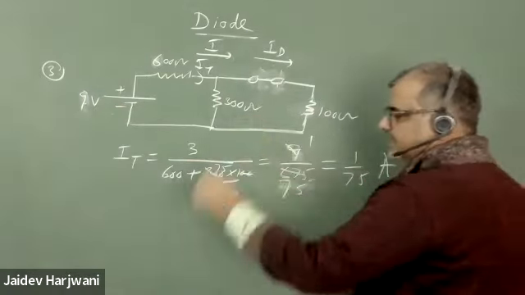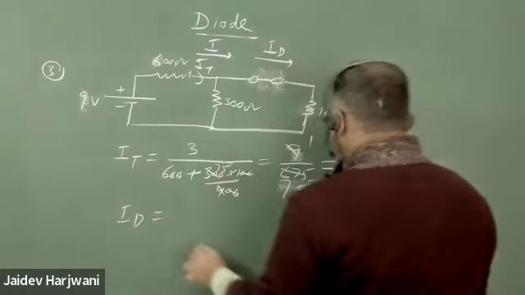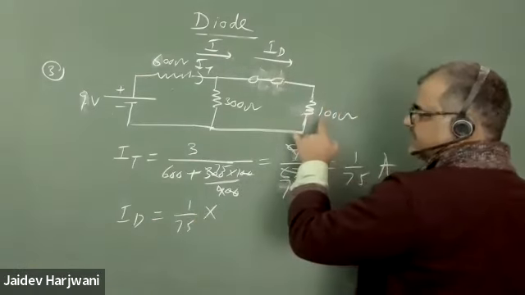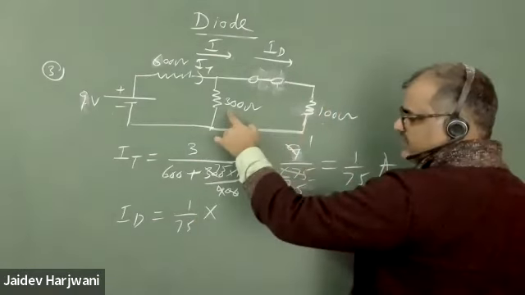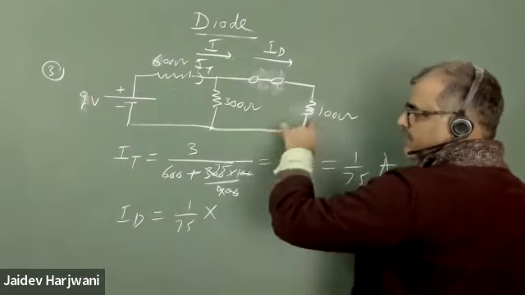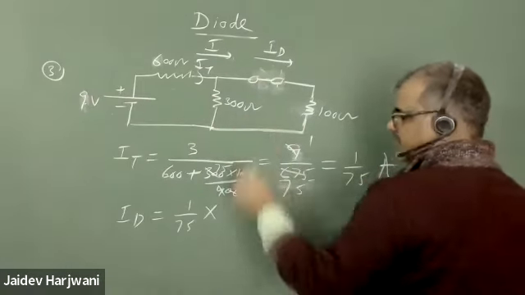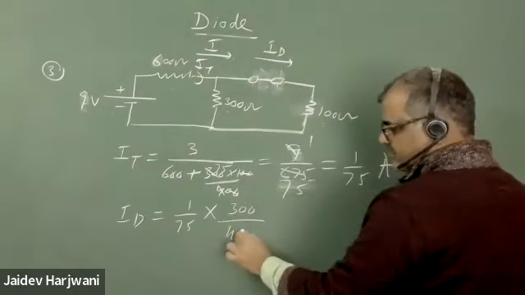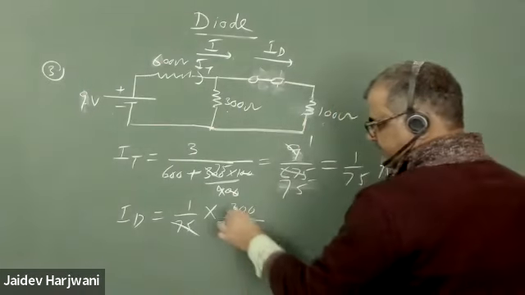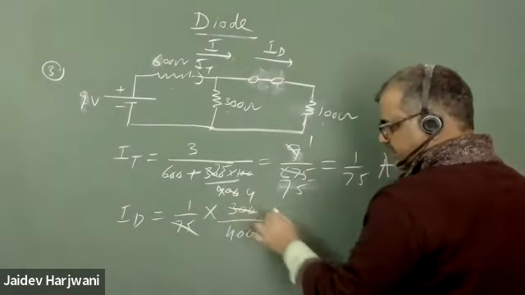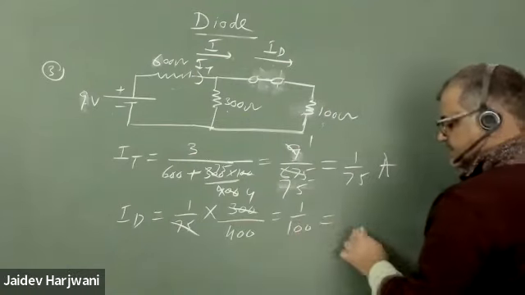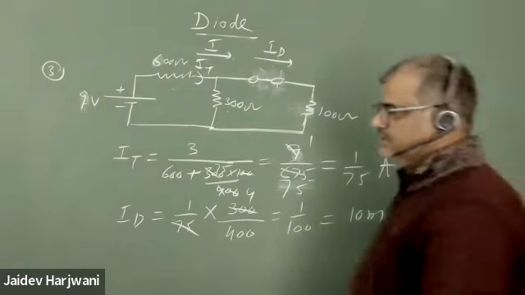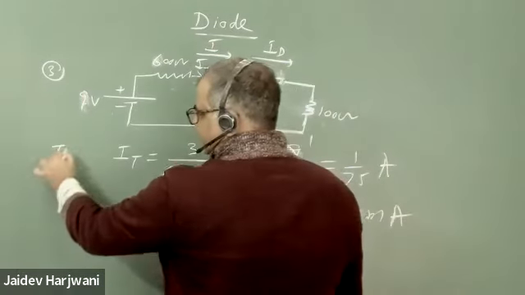Now I want current ID. So ID will be how much? Total current is 1 by 75 into, I want the current in this branch, so I'll take resistance of the opposite branch. I'm applying current division. So I will take resistance of 300 divided by total resistance 400. So this is 1, this becomes 4, and this becomes 1 upon 100, and that is equal to 10 milliampere. So this is one method to solve this kind of question. Method 1.